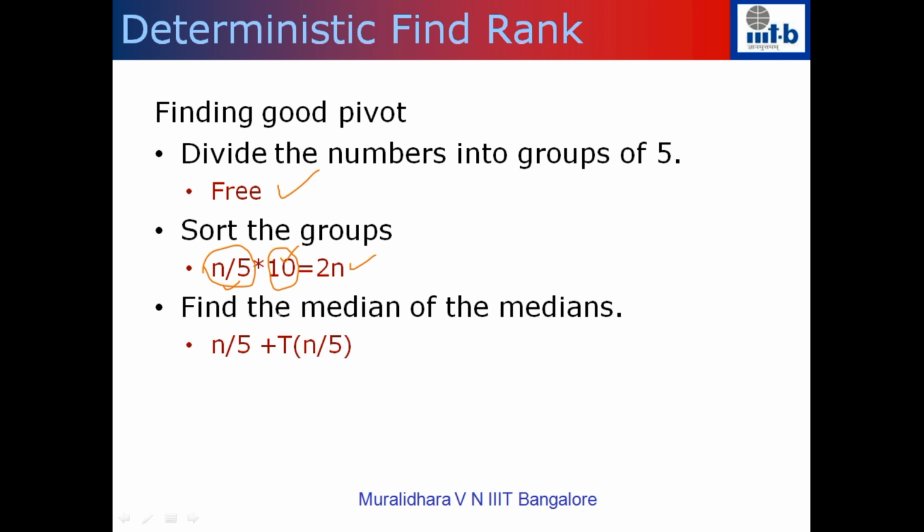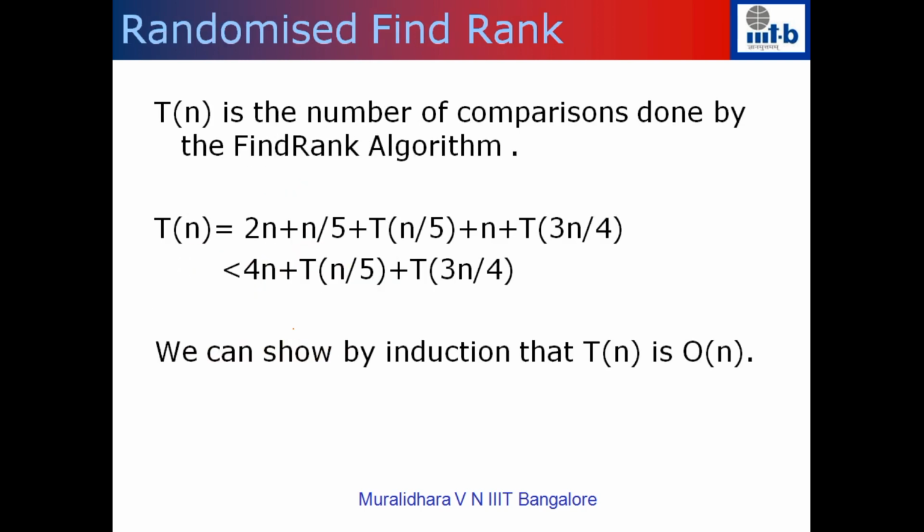After that we make a group of the medians of these groups. That will take at most n by 5 numbers. This is basically exchanging the medians with the first n by 5 locations. After that there will be n by 5 numbers. Among these n by 5 numbers we find the find rank. So find rank again will take T of n by 5.